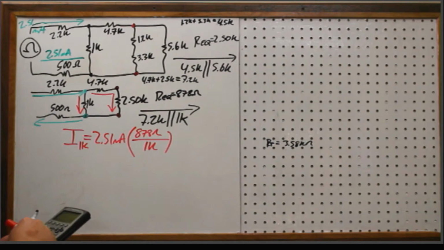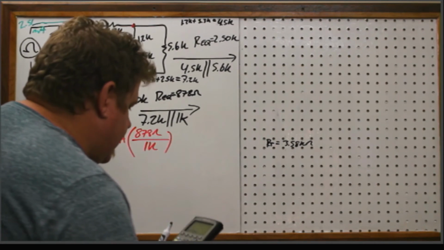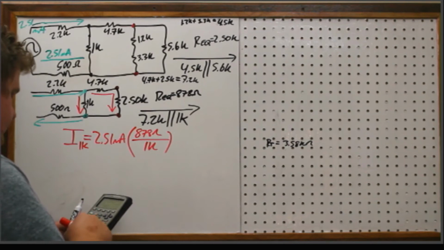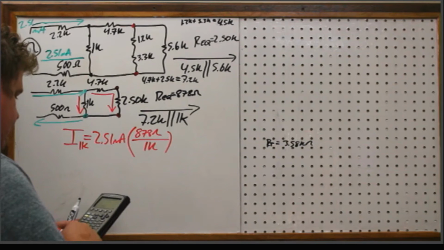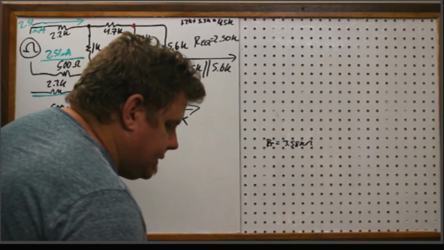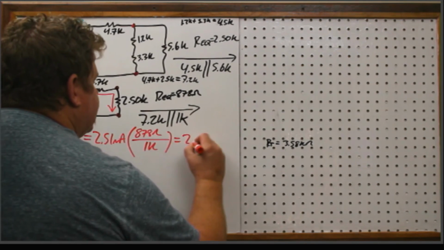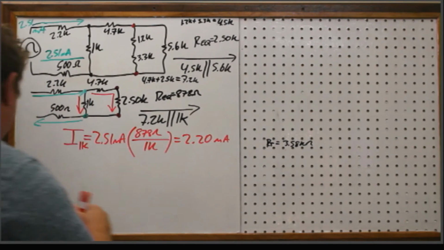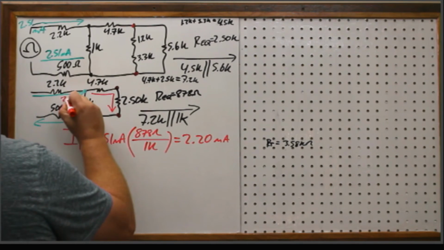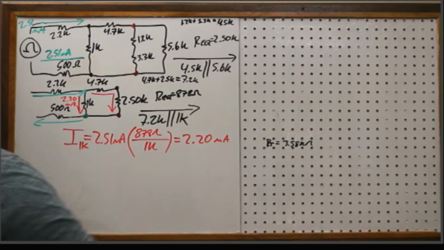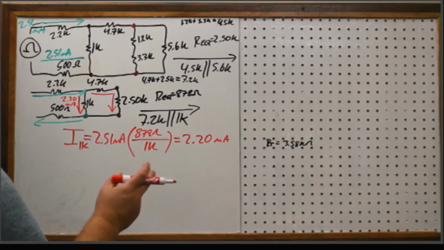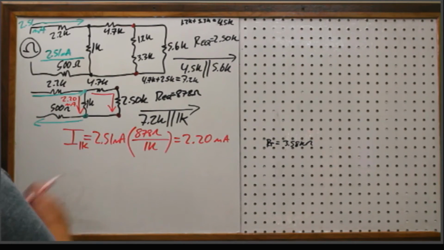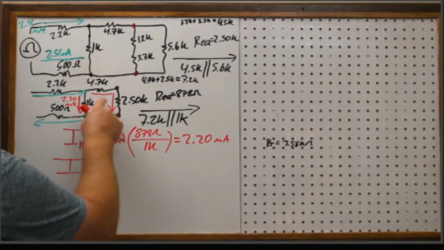So times 878 divided by 1,000, and I get, well, how about we type it in right? 2.51 times 878 divided by 1,000, and I get 2.20. So it's taking almost all of it, all right? So that is 2.20 milliamps, okay? So the rest of it, the roughly 0.31 milliamps, I'm still going to do the current division to verify that.